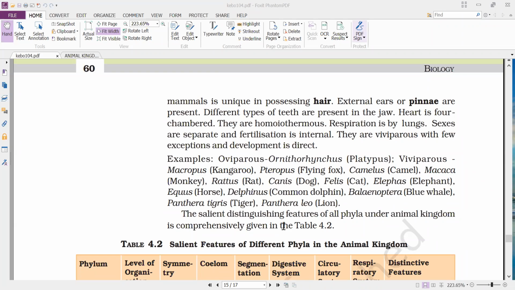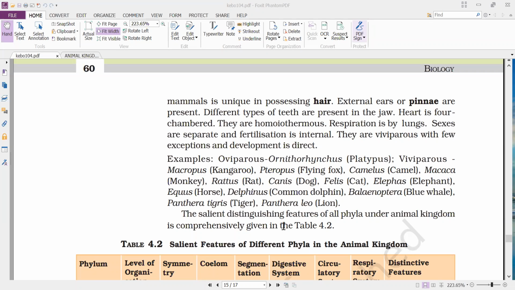And next, coming to tomorrow's syllabus, the portion for tomorrow's test. The portion for tomorrow's test is the animal kingdom, starting from the first up to the phylum Ctenophora.